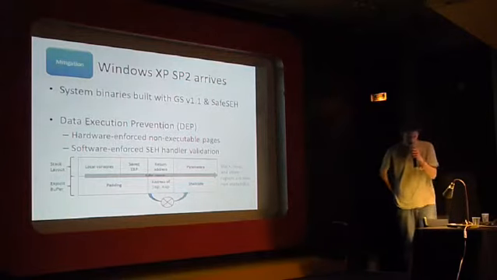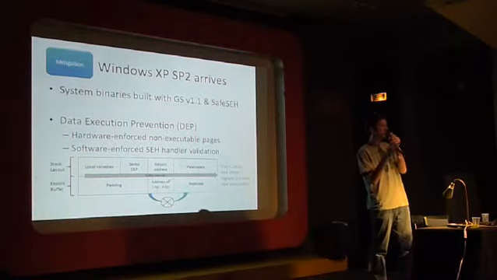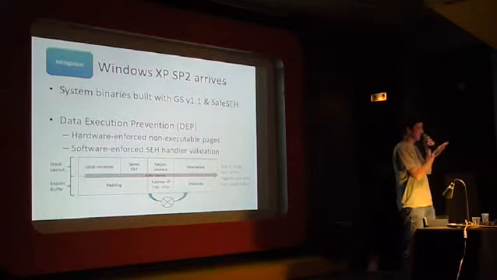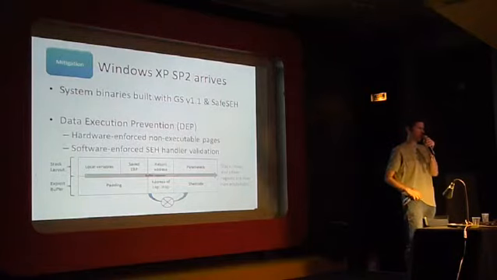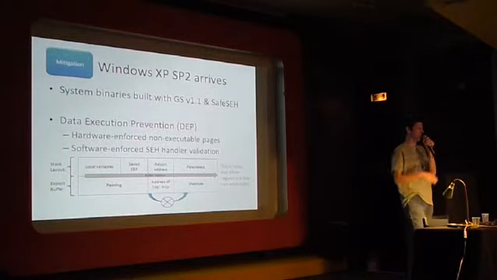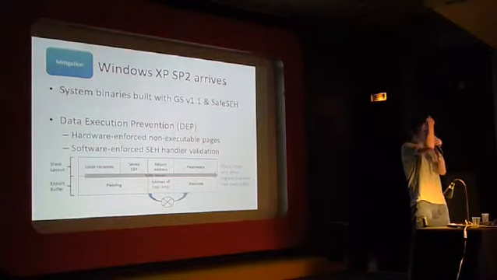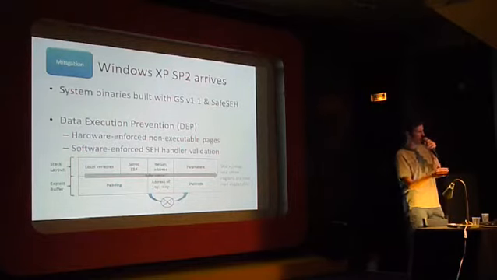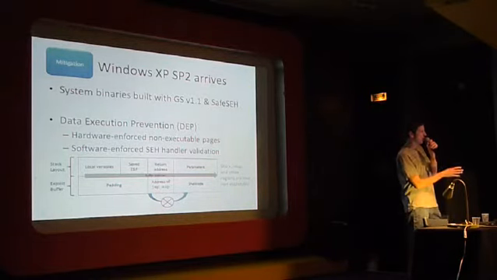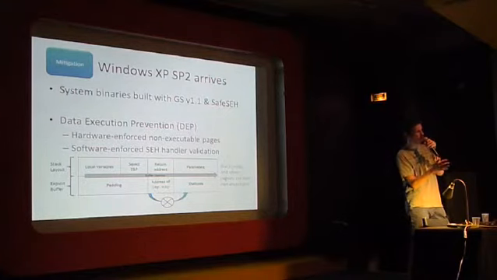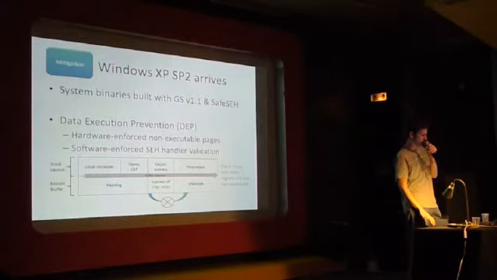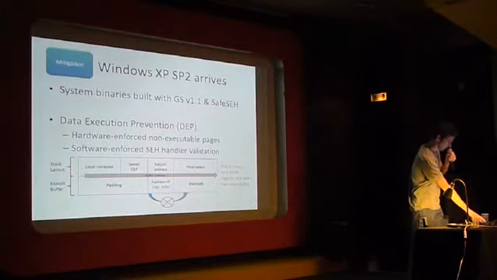Okay, so with Windows XP SP2, that was probably the most major step change, as it were. We rebuilt all the system binaries with GS version 1.1 and safe SEH. So that meant that from that point onwards, flaws in Microsoft code were going to benefit from those new mitigations. And we also introduced the first round of heap mitigations. So as well as stack overflows, it became evident by then that heap overflows were equally exploitable. And so we introduced new software defenses in XP SP2.